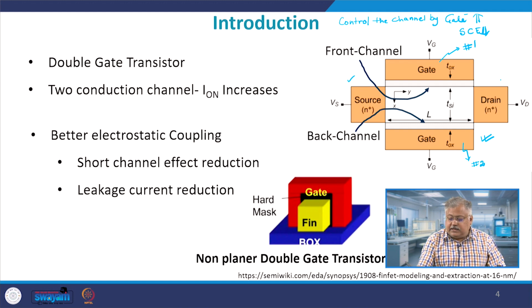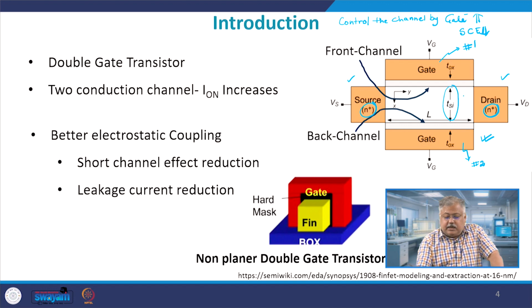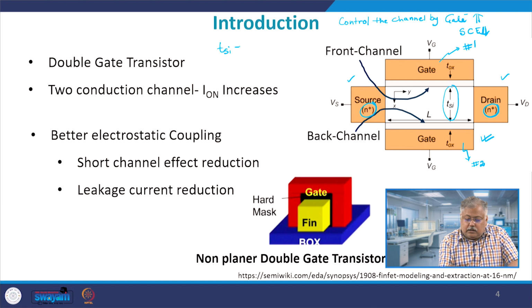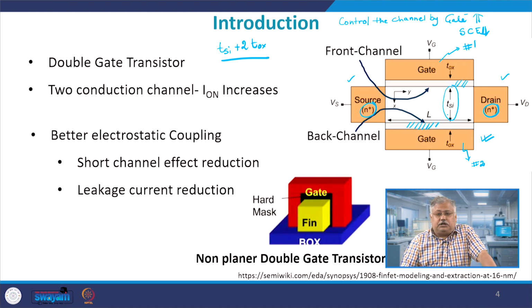And the source and drain still remain the same, with large doping concentration, N plus and N plus here. You have the silicon layer here. This is the silicon thickness layer, which is basically the body layer, and the distance between the two gates is T silicon plus 2 Tox, where Tox is the oxide thickness at this particular point and at this particular point. I am assuming at this stage that these two oxide thicknesses are almost the same.